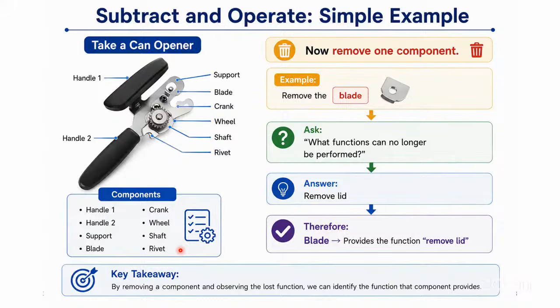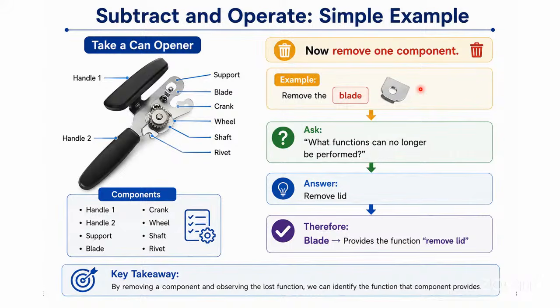Let's say we remove the blade. If the blade is removed, you have to ask a question: what functions can no longer be performed, or what is lost? So you get an answer. The function that is lost is removing of lid. Therefore, what is the function of a blade? It provides the function remove lid.